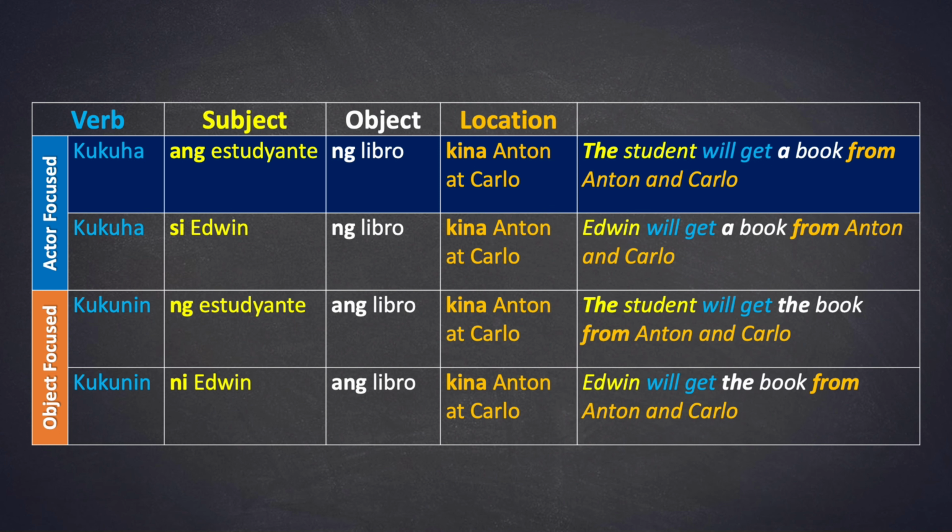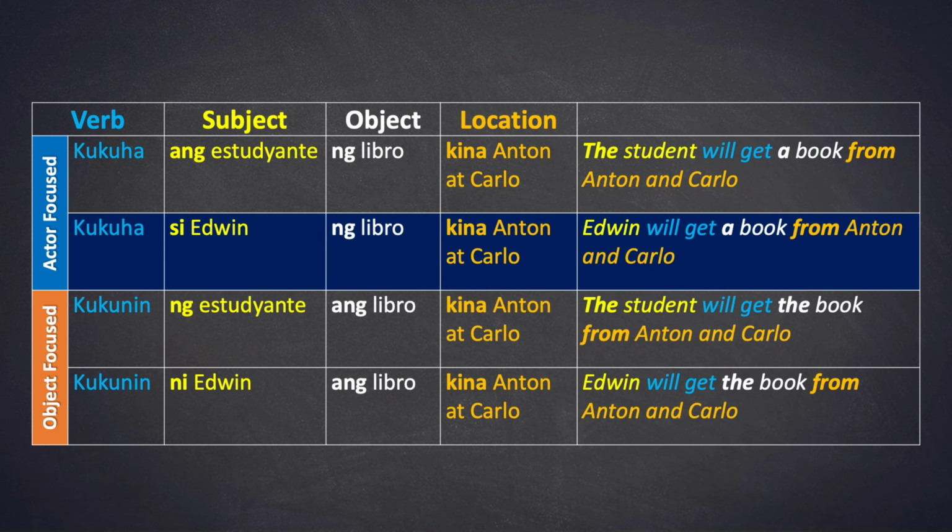Kukuha ang estudyante ng libro kina Anton at Carlo. The student will get a book from Anton and Carlo. Kukuha si Edwin ng libro kina Anton at Carlo. Edwin will get a book from Anton and Carlo.